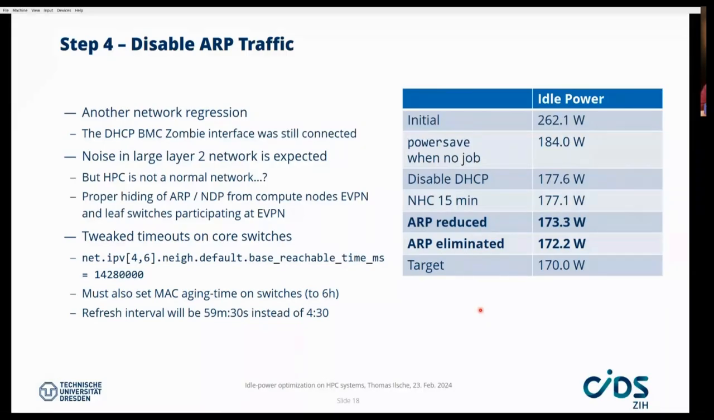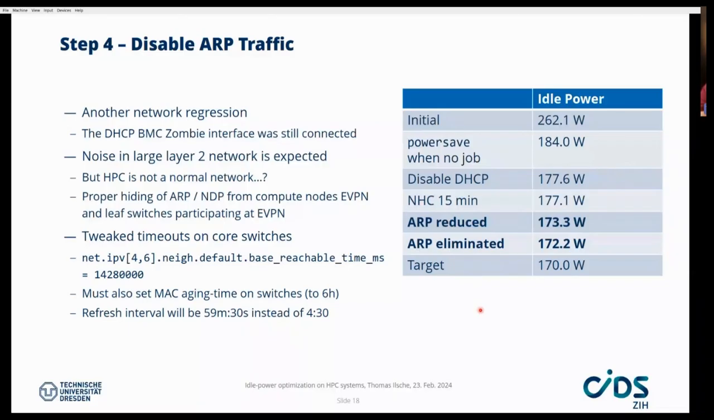There are certain modern techniques to hide these ARP packets from the nodes. This is actually relatively new network technology, like EVPN, to reduce and isolate certain parts of the network to hide them from this global traffic.